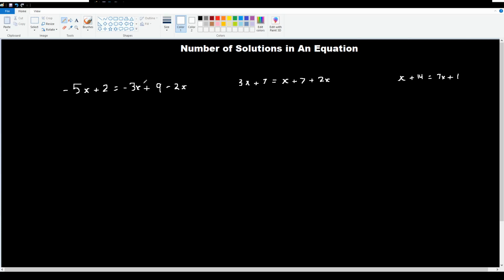Over here on this side, we have negative 5x plus 2 equals negative 3x plus 9 minus 2x. As you should know by now, the like terms aren't combined yet, so let's do that first. We're going to have negative 5x plus 2 equals, and you combine the negative 3x and the negative 2x, which gives you negative 5x plus 9. This is what you get after you combine the like terms.